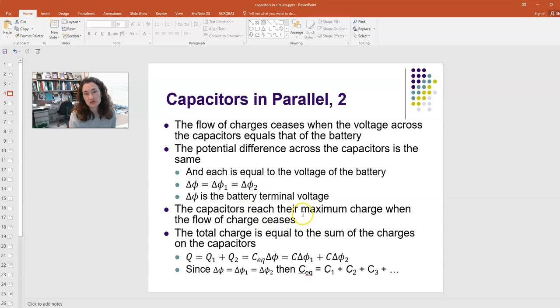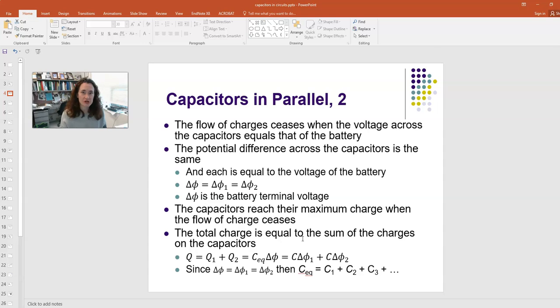Now, the capacitors are going to reach their maximum charge when the flow of charge ceases. That total charge is going to equal the sum of the charges on each capacitor. So we could say that Q, big Q here, which is the charge on the whole circuit, is equal to Q1 plus Q2, where Q1 and Q2 are the charges built up on capacitor 1 and 2 respectively.